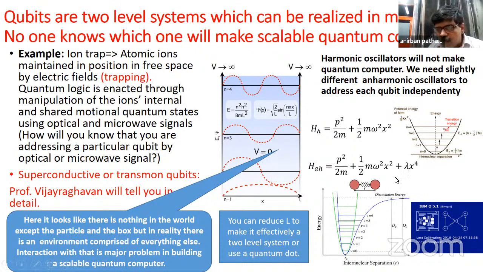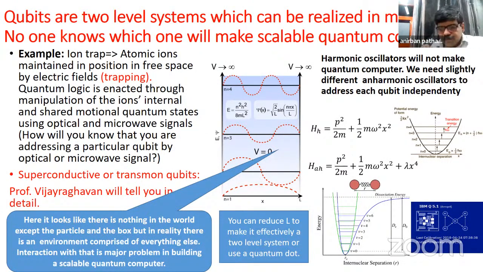Now there is a harmonic oscillator. When the harmonic oscillator problem is solved in BTech first year, we say that the energy is half h nu, 3/2 h nu, 5/2 h nu, etc. Now if I want to make a qubit out of that, it's very difficult. If the zero level is half h nu, the first one is 3/2 h nu, and the next one is 5/2 h nu, and I give a photon of h nu, it can take me from the ground state to the excited state, to the second one, third one. So I will not be able to address it.